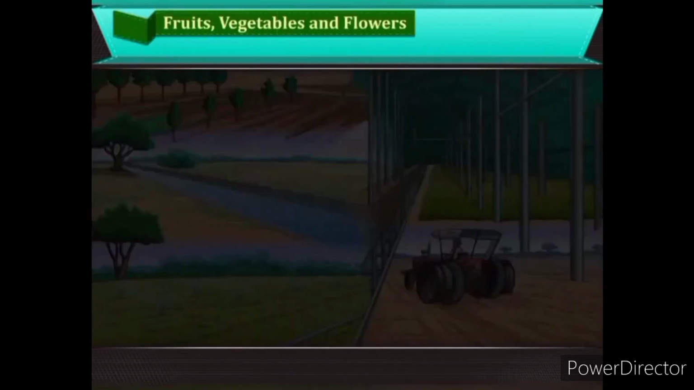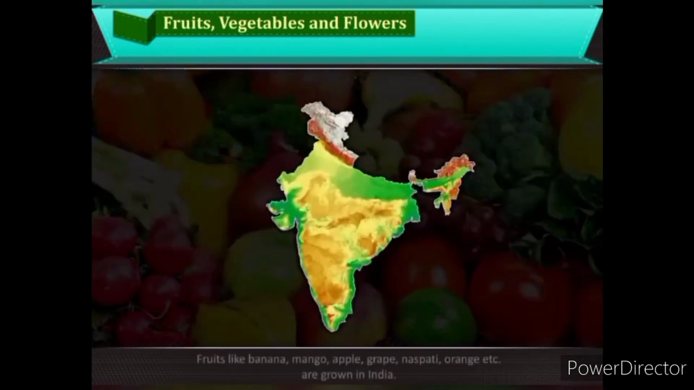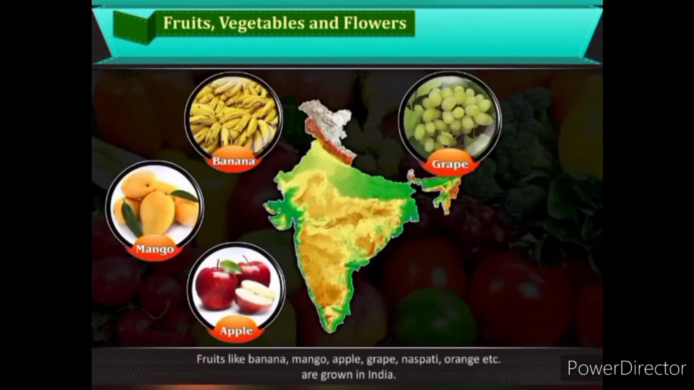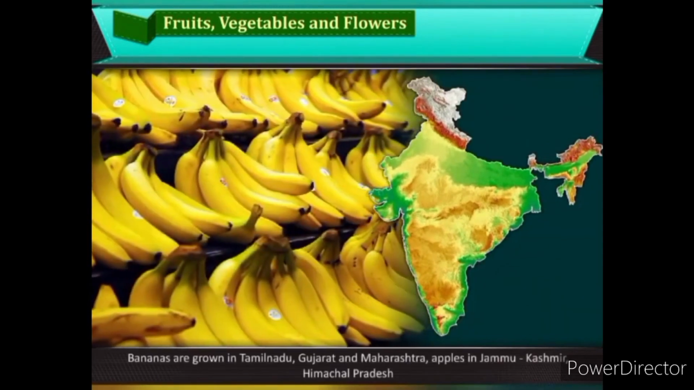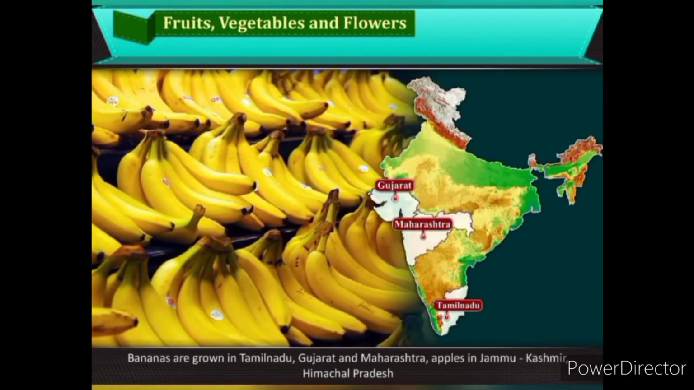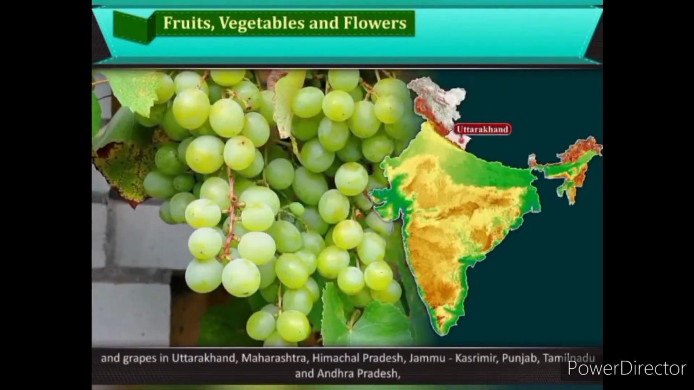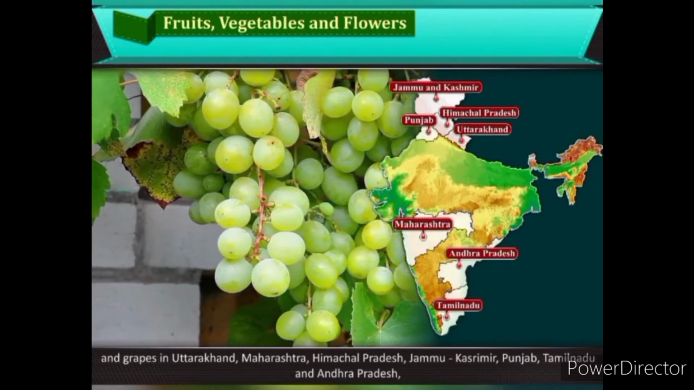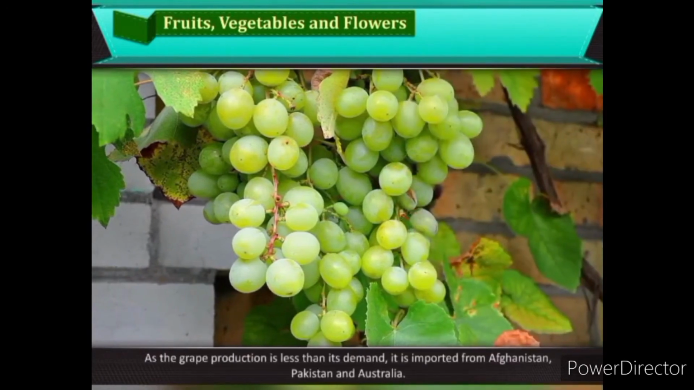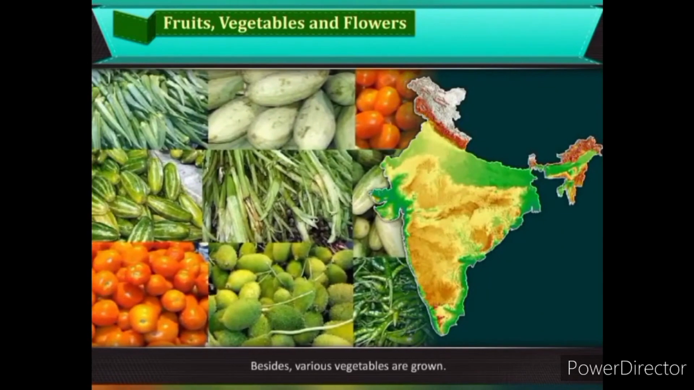Fruits, vegetables, and flowers. In fruit production, India ranks second after China. Fruits like banana, mango, apple, grape, nashpati, orange, etc. are grown in India. Bananas are grown in Tamil Nadu, Gujarat, and Maharashtra. Apples in Jammu Kashmir, Himachal Pradesh, and grapes in Uttarakhand, Maharashtra, Himachal Pradesh, Jammu Kashmir, Punjab, Tamil Nadu, and Andhra Pradesh. As the grape production is less than its demand, it is imported from Afghanistan, Pakistan, and Australia. Besides, various vegetables are grown.